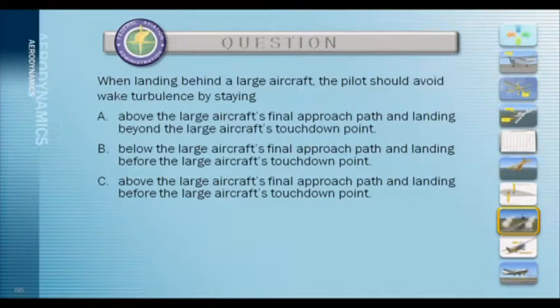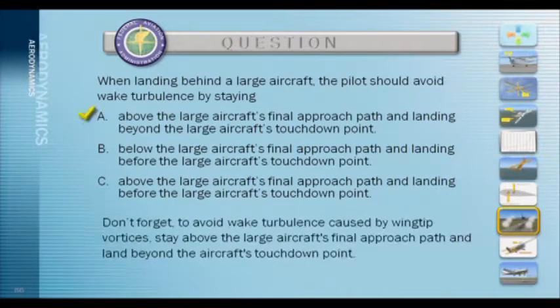Question again, when landing behind a large aircraft, the pilot should avoid wake turbulence by A, staying above the large aircraft's final approach path and landing beyond the large aircraft's touchdown point. Don't forget, to avoid wake turbulence caused by wingtip vortices, stay above the large aircraft's final approach path and land beyond the aircraft's touchdown point.